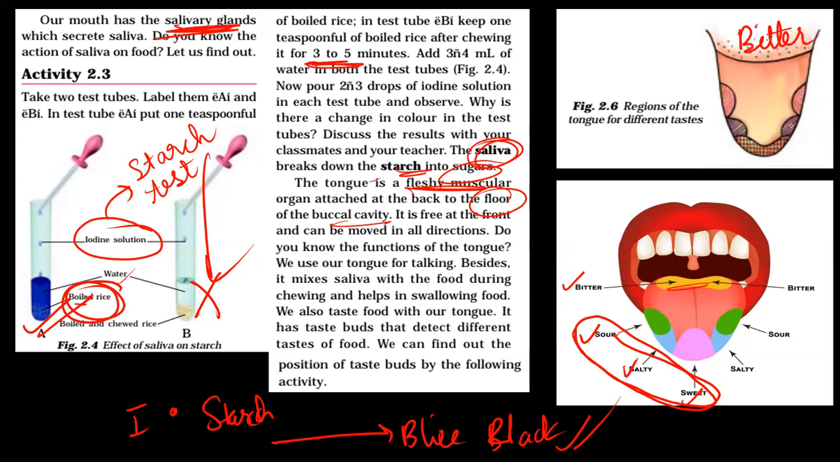Then opposite to bitter, we will put sweet, because sweet is the opposite of bitter. So just opposite, we will put sweet. And here, by alphabetical order, SA, SO: salty and sour. Very simple. Bitter, opposite of bitter, sweet. Then in alphabetical order, salty and sour.